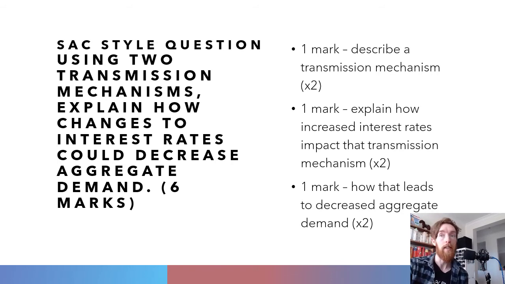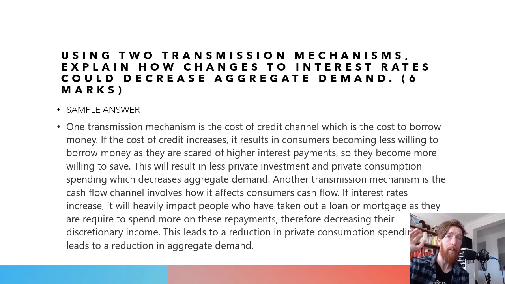Moving on to the sample answer for this one. So one transmission mechanism is the cost of credit channel, which is the cost to borrow money. Very, very simple way to describe that. That gets you 1 mark.